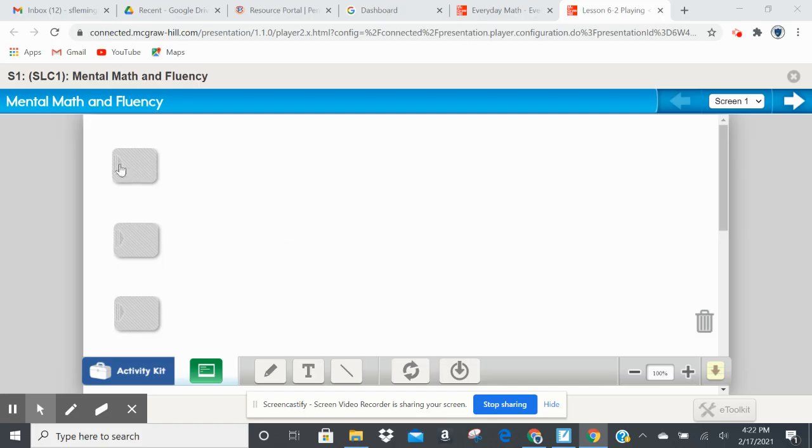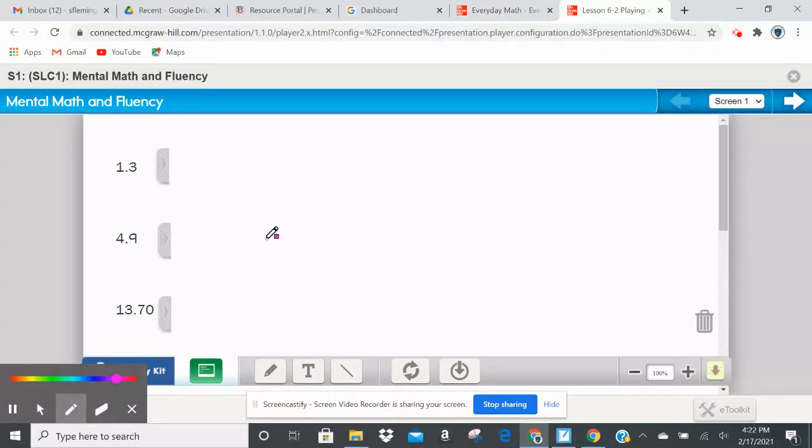Let's go ahead and begin some mental math here. I'm going to go ahead and reveal all three of those, and I want you to write these decimals in expanded form. Do you remember how to write decimals in expanded form? Go ahead and give it a try.